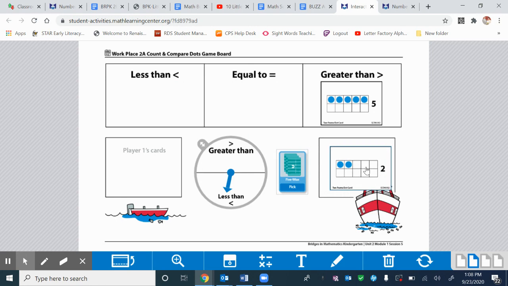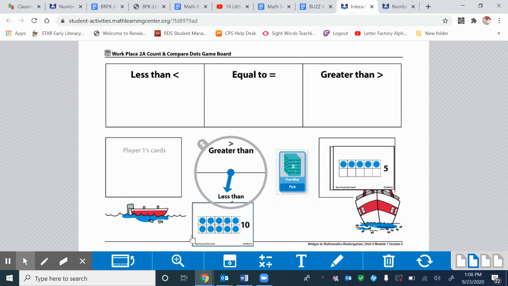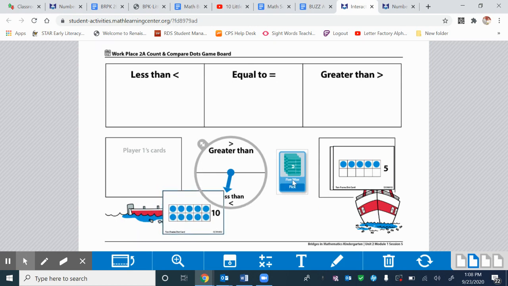So player 2 gets to keep that card, and they get to keep this card. So they get double cards because they won that round. All right, now we're going to start over again. Player 1 gets to pick their card. Click right here. And then player 2 gets to pick their card.